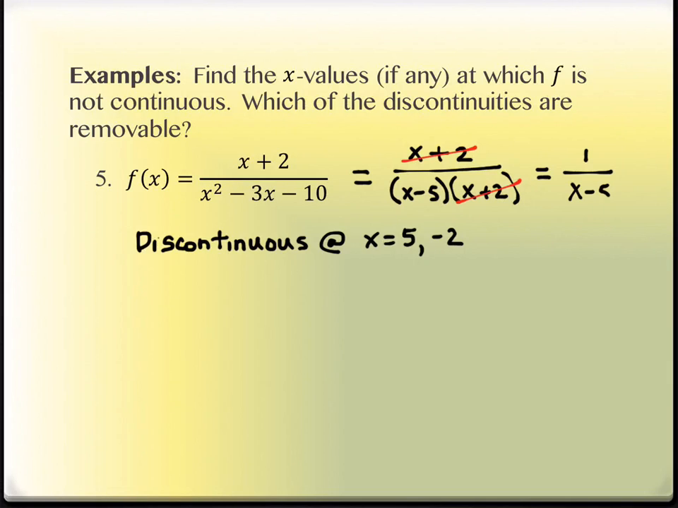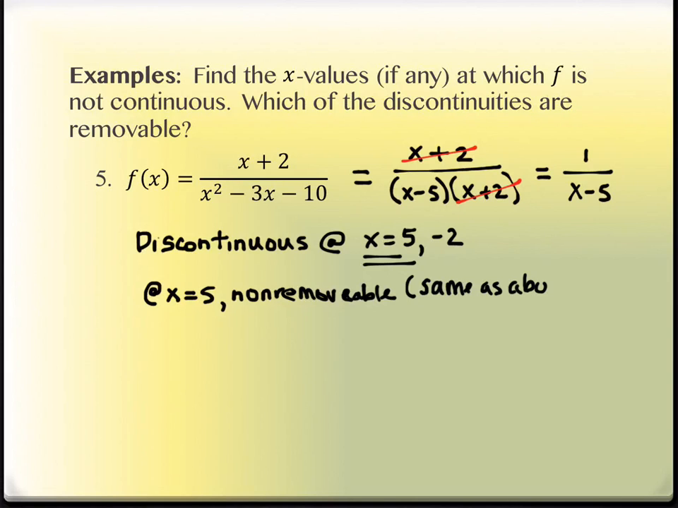So tell me then, since we listed it first, at x equal 5, what's happening? 0 in the denominator. Is it a removable or a non-removable discontinuity? It is non-removable for the exact same reason that the previous problem was, right? So at x equal 5, it's non-removable. And because you've already got the information written down, I'm just going to write same as above. Okay? It's the same reason that we already stated above.